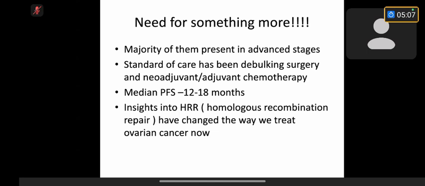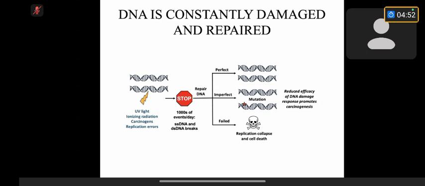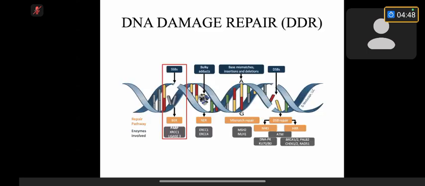Now, but in spite of the best efforts, the median PFS of ovarian cancer patients is 12 to 18 months. So there is definitely need for something more, and insights into homologous recombination repair have changed the way we now treat ovarian cancer. And what is that? We all know that DNA is constantly damaged and repaired, and the important two pathways are the single strand break repair and the double strand break repair. This is by base excision repair for single strand breaks, and the DSB repair using homologous recombination enzymes.